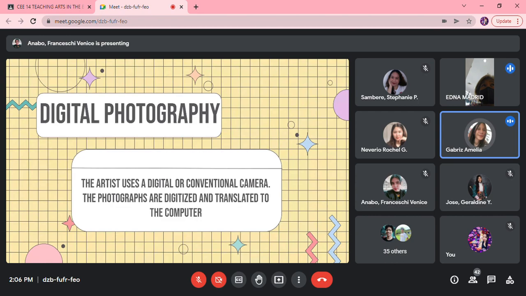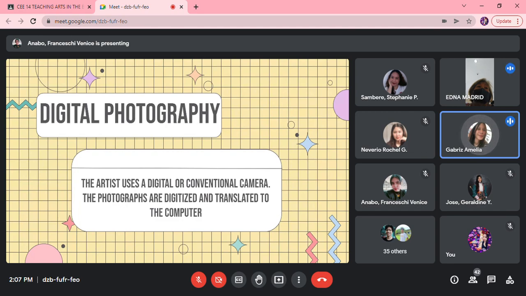Digital photography. Artistic na digital or conventional camera. Yan yung kanina, yung dinescribe ni Miss Anabo. The photographs are digital and translated to the computer. So dito po sa digital photography, ang artist or yung photographer ay pwede niyang i-edit or lagyan ng special effect yung nakunan niya sa camera. So, tulad ng binanggit ni Miss Anabo kanina.